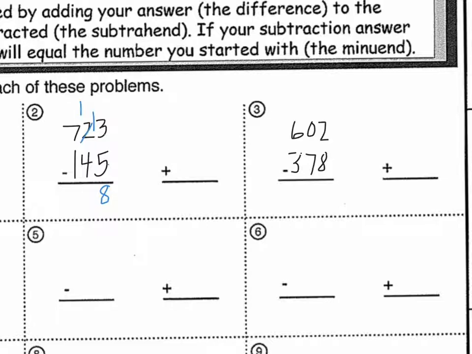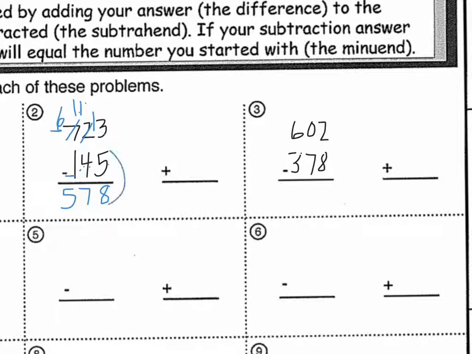Now I come to the tens place. 1 take away 4, cannot do that as well. So I'm going to regroup from the 7, make that a 6. That 1 now becomes 11 tens instead of 1 ten. So now I'm doing 11 take away 4 is 7. Pause the video. If I'm going too fast for you, you can just write to keep up with me. And then 6 take away 1 is 5.